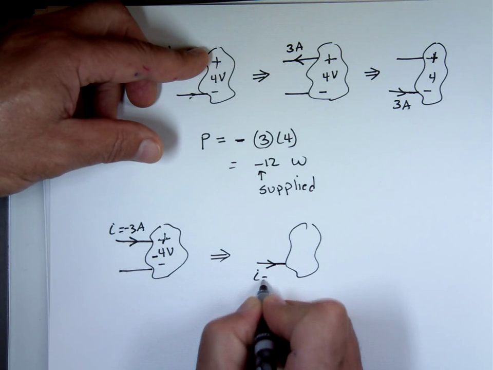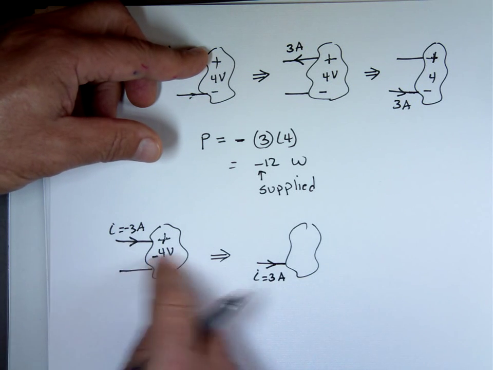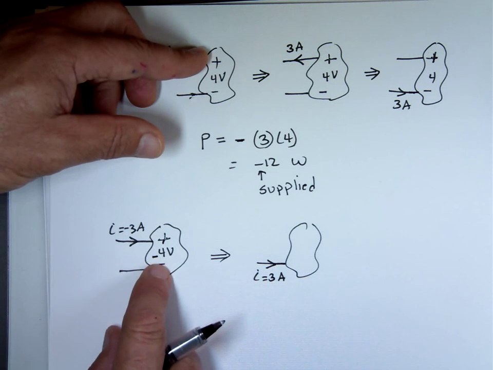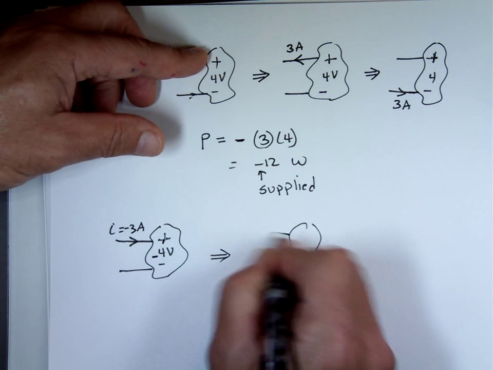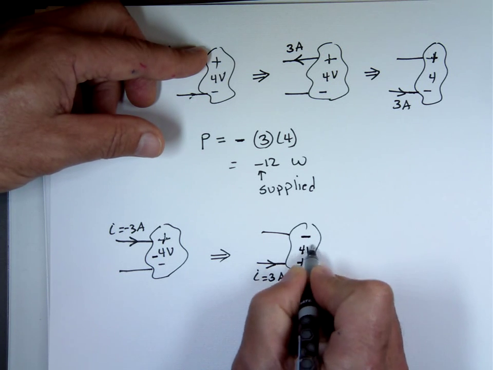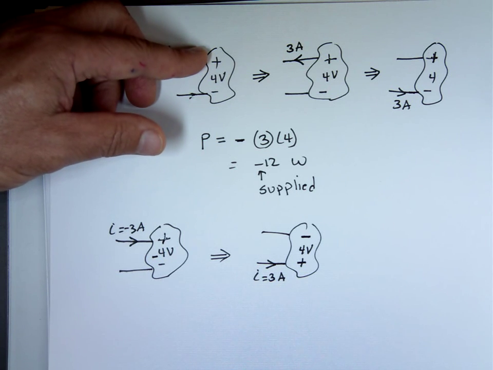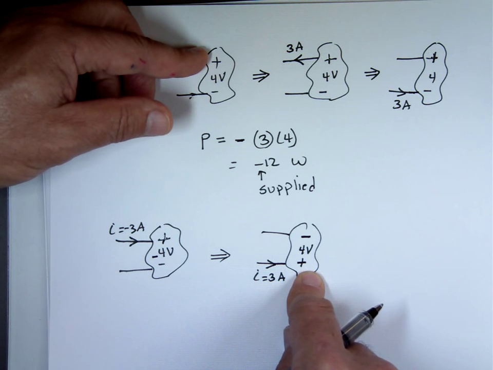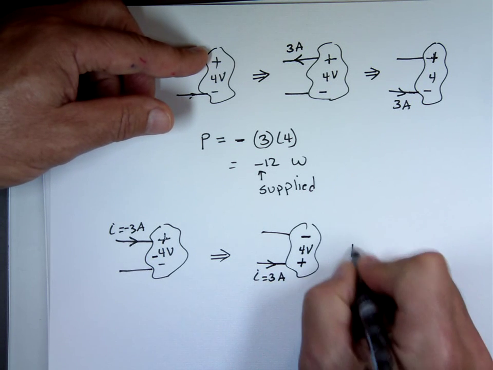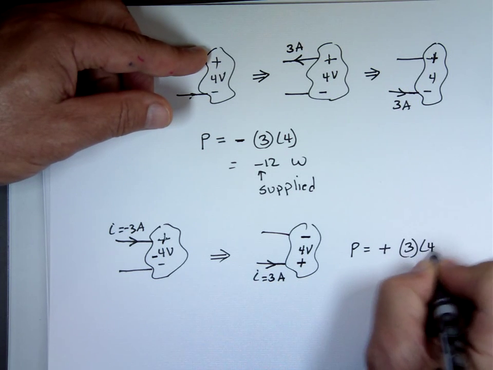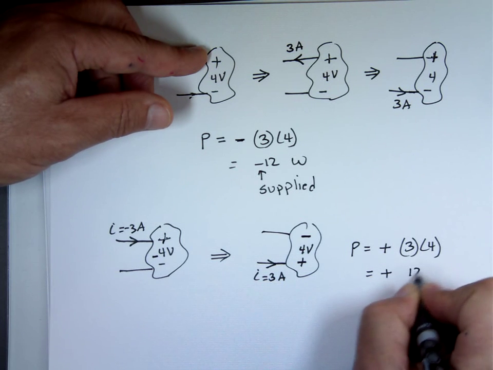But what about the negative 4 volts? That means what? You can switch the polarity, exactly. You can switch that, make that a minus, make that a plus, and that's 4 volts instead of negative 4 volts. Now you have what? A positive current entering what? The plus. So is that positive or negative? Positive. 3 times 4, which is positive 12 watts. Again, the plus indicates the power was absorbed.